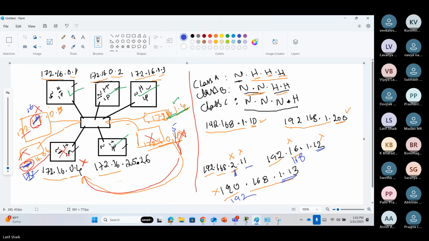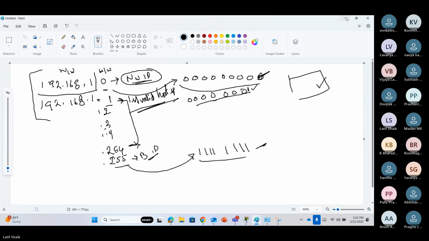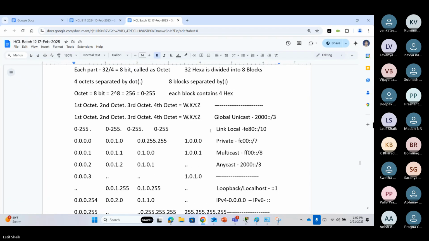Okay. But outside of the segment, the routing part is not there in private and public. Okay. Multicast, anycast, private, link local, global unicast. These are the different ranges for public, private, same segment network communication, and multicasting purpose also. And we discussed link loopback and localhost.